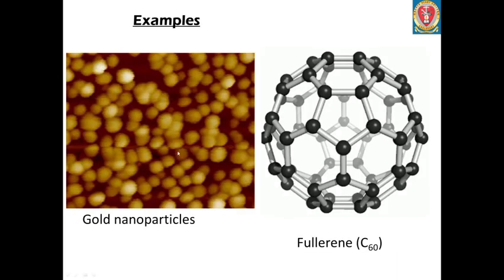Gold nanoparticles, just to show an example. Gold nanoparticles, and this is fullerene. You might have heard fullerene is a football shaped carbon material. It is made entirely of carbon, so it contains 60 carbon atoms.